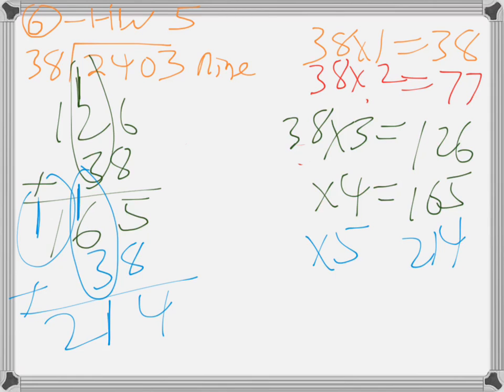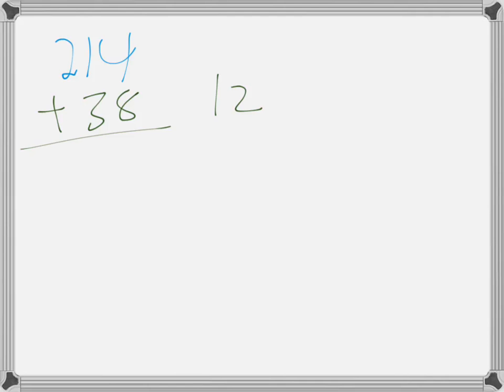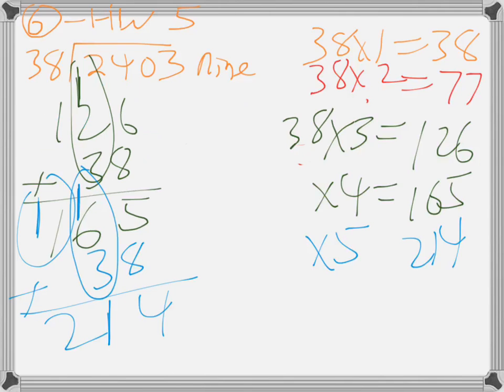Are we good? So now we're at 214, and we're going to add another 38. So I'm just getting the same answer. 8 and 4 is 12. That's carry away 9, leave 3. And then add these up. That's 253. That's times 6.